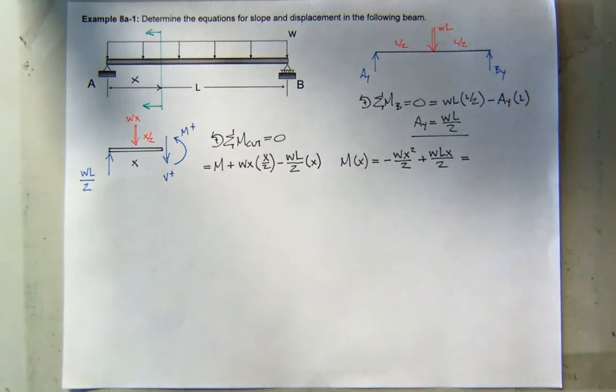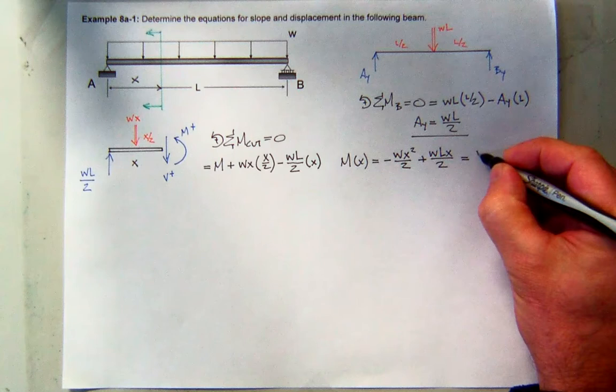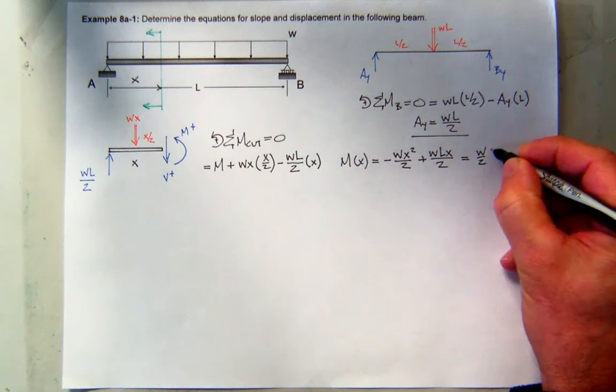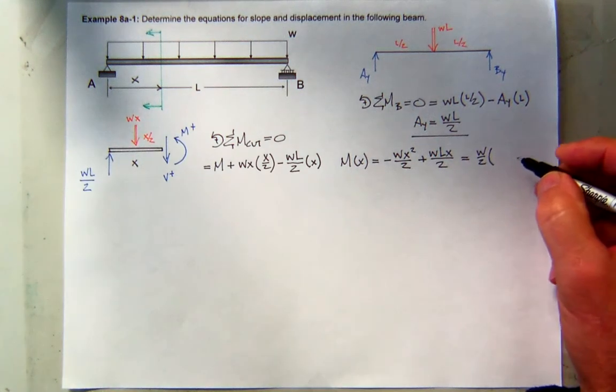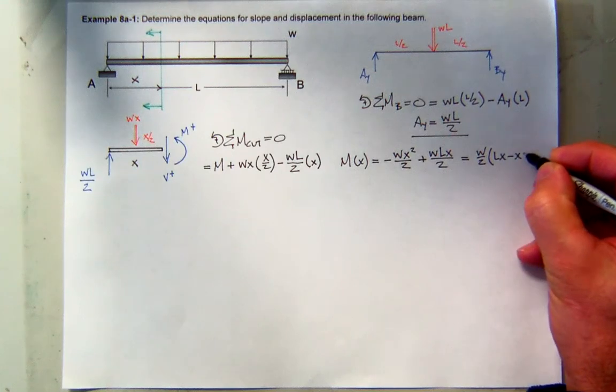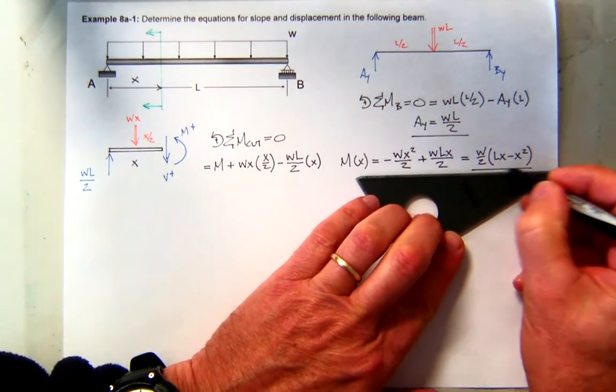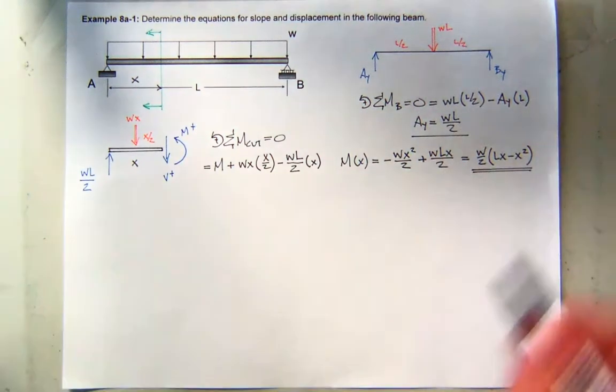We can tidy things up a little bit. Each of them has a common W over 2. I can pull that out, and then I'm left with LX minus X squared. That's my equation for moment.